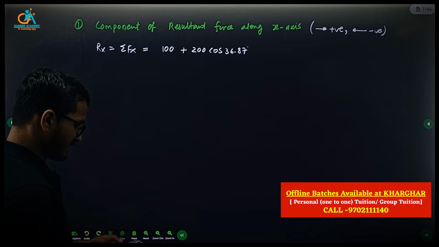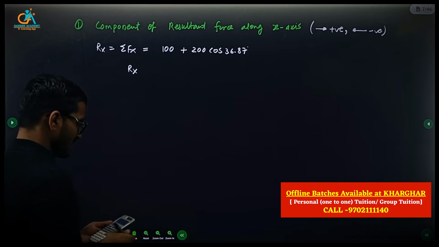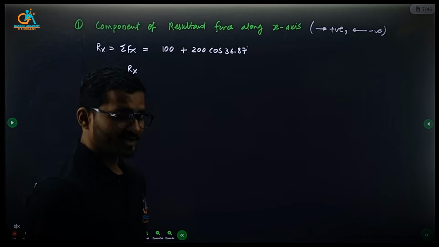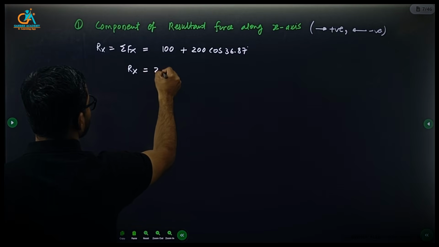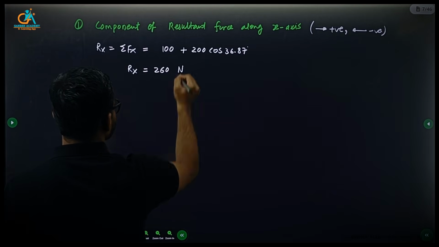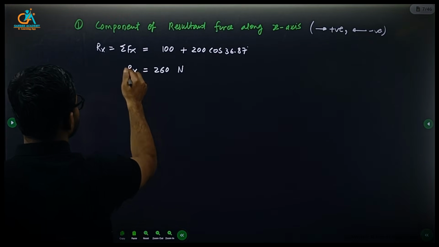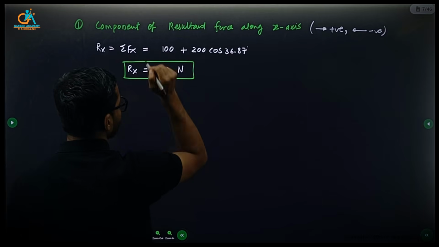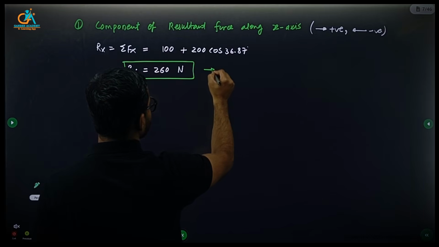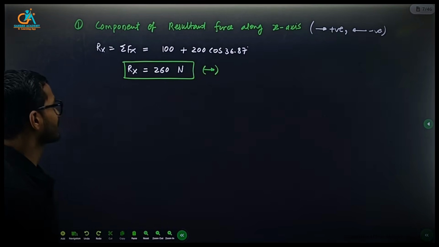Is equal to 260. The answer is 259.999, so obviously we need to consider the approximation here. 260 Newton. The unit of the forces is Newton, and the x component is positive. That means the direction of the x component is towards right, the positive direction.